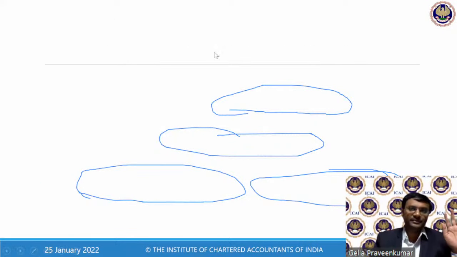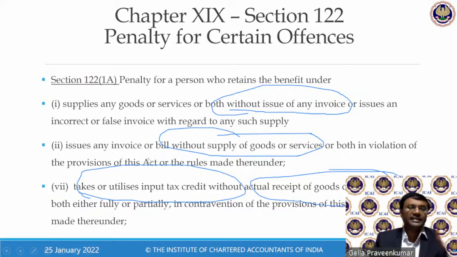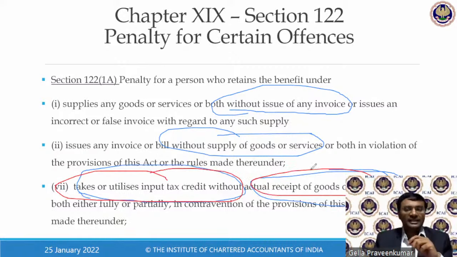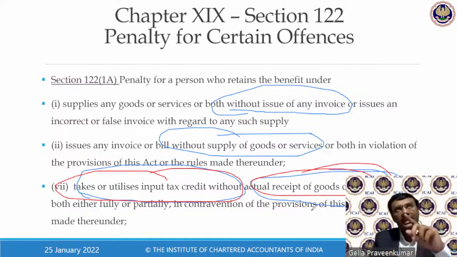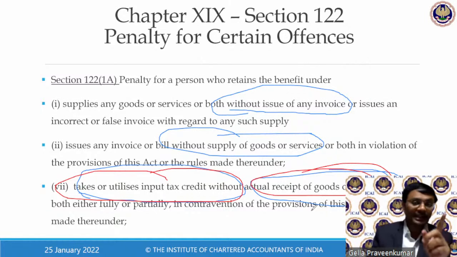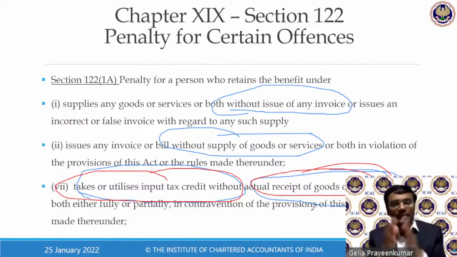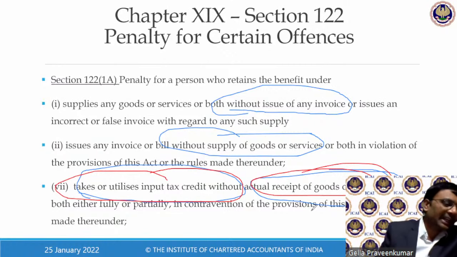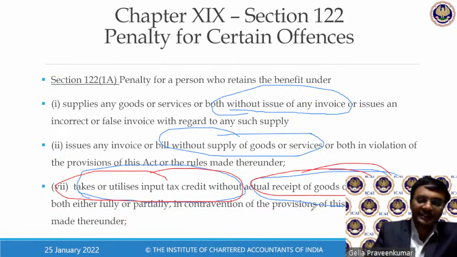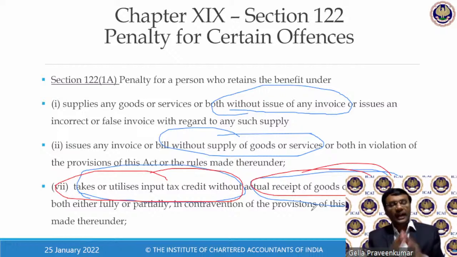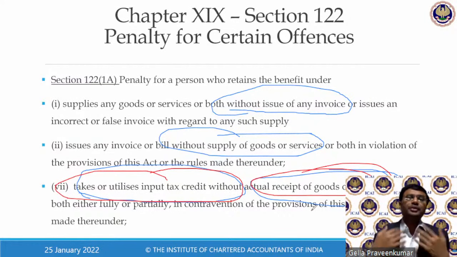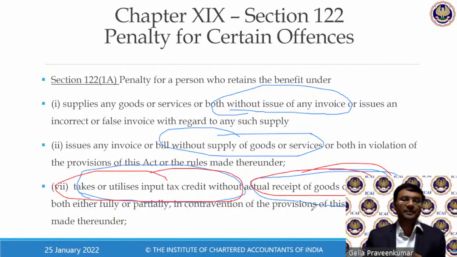Now, when you look at point number 7, look at it this way: takes or utilizes input tax credit without actual receipt of goods or services. If you recollect the payment of taxes chapter, we discussed one example. Demand and recovery. When we pay under 74 subsection 5, I am paying a penalty of 15%. I pay tax, I pay interest, and I also pay a penalty of 15%. Why should I pay 15%? That example we apply here. Clause 7.